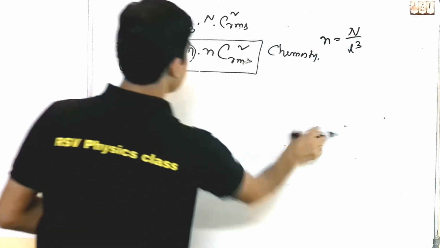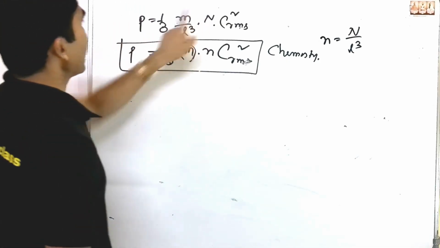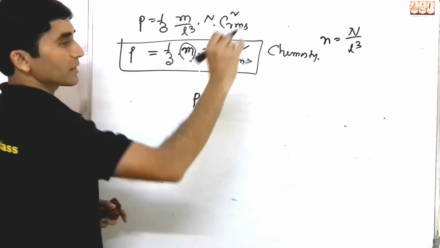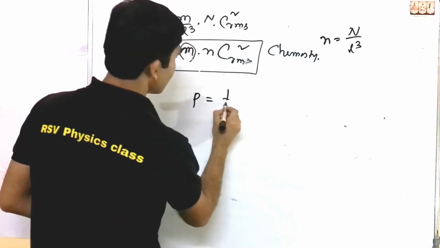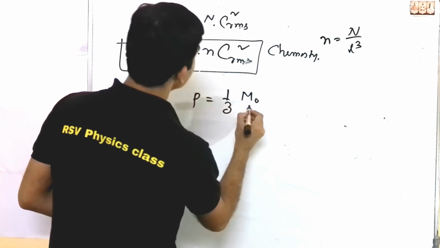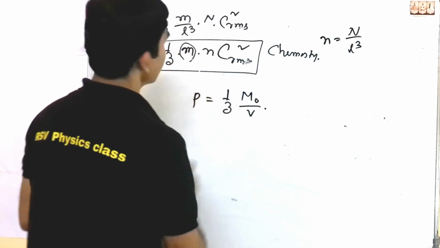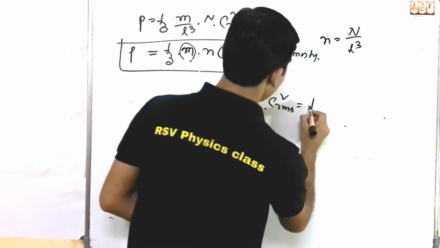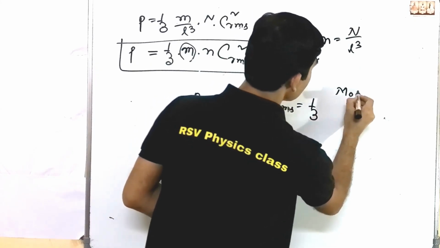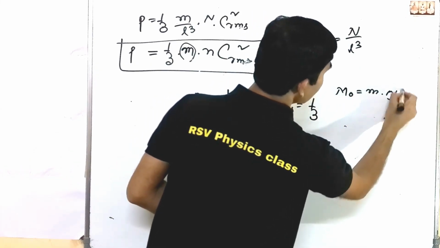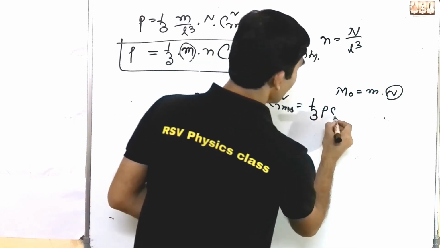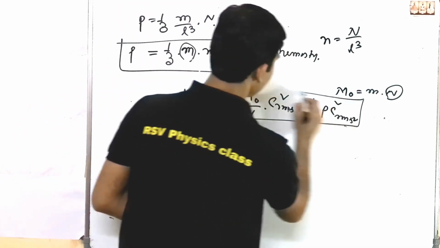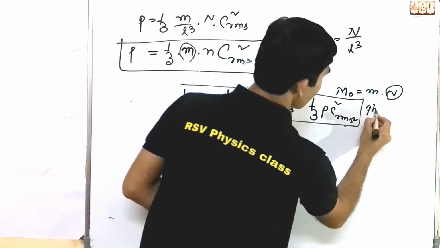See here now, m is one molecule and n is the number of molecules containing this volume. This you can write as total m0 over V, times C RMS square. So this is equal to 1/3 where m0 is the total mass, m into total n number of molecules, so 1/3 rho C RMS square, and this expression you already know in different physics problems.